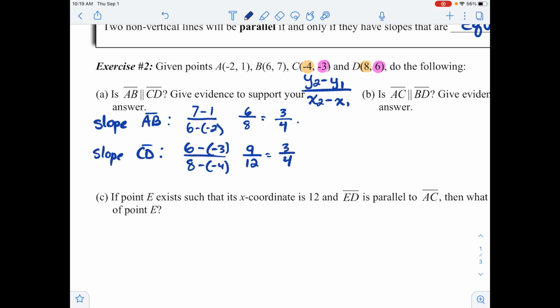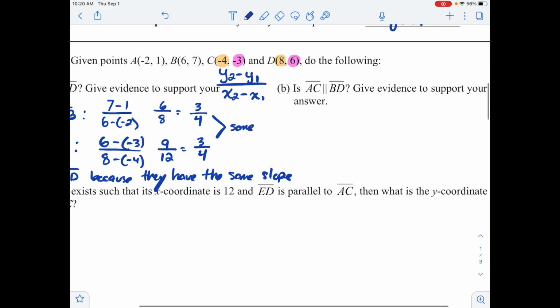So I can see here that the slopes are the same. So I'm going to say AB is parallel to CD because they have the same slope. Okay. Let's do the same thing now to determine if AC is parallel to BD.